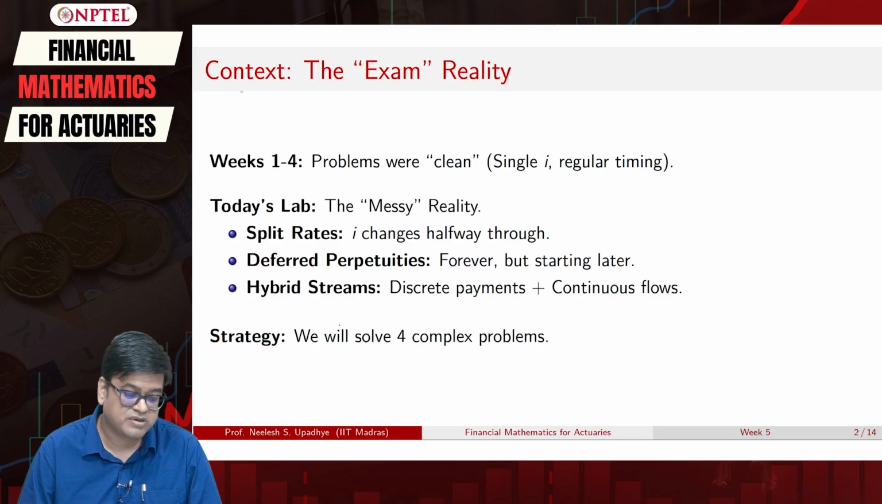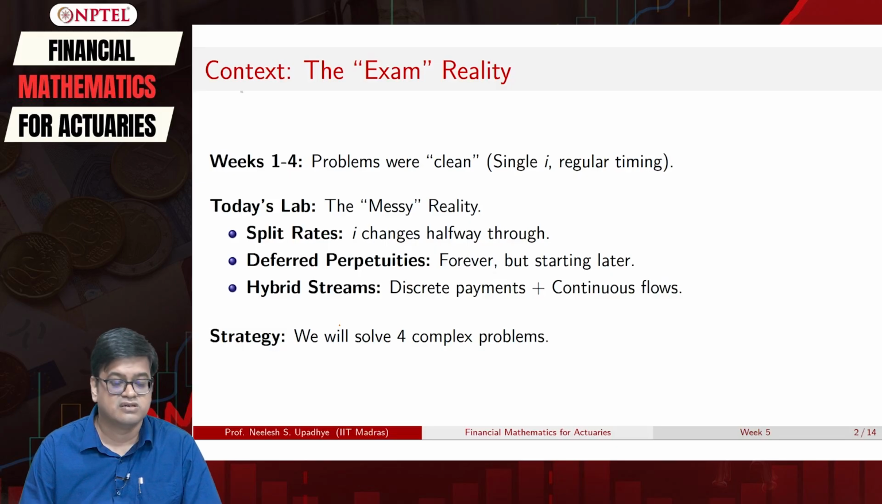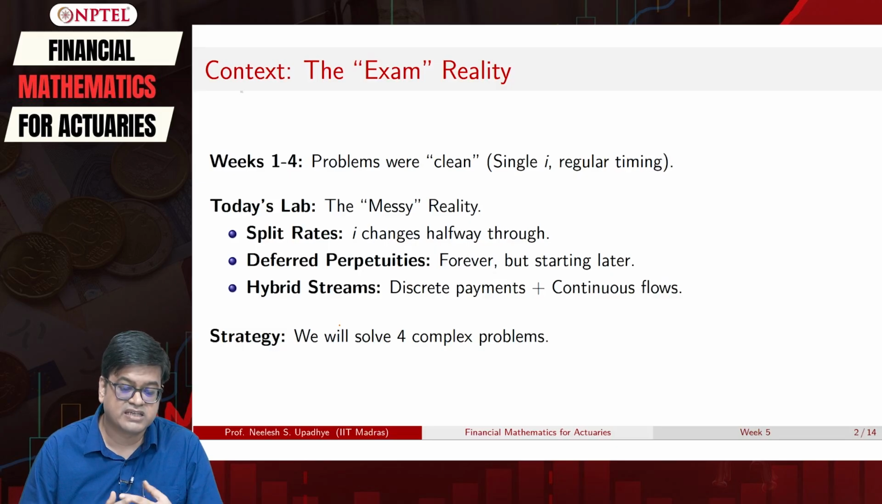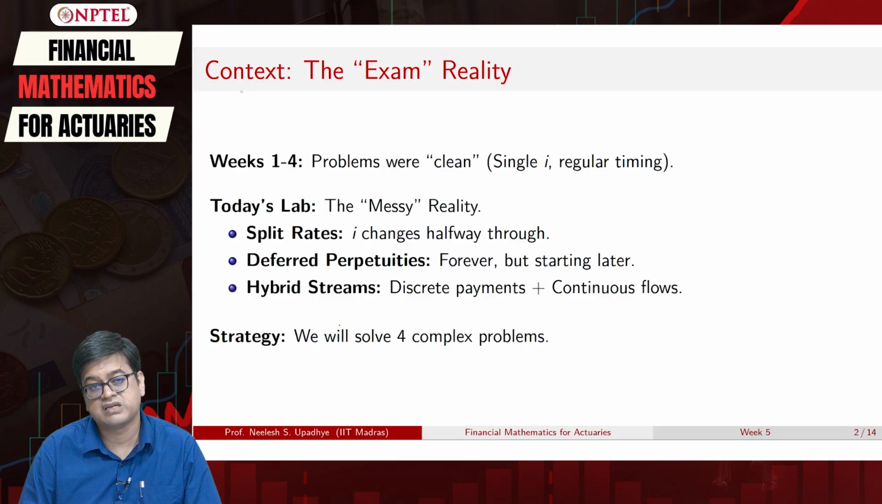In today's lab, we are going to handle this messy reality of the real world, where the rates can change halfway through. You may use deferred perpetuities, so you want the payments to be forever, but you may want to delay the payments, or you may want to deal with hybrid systems. Some systems have discrete payments, some systems have continuous payments. How to handle all these together? That's what we will do today.